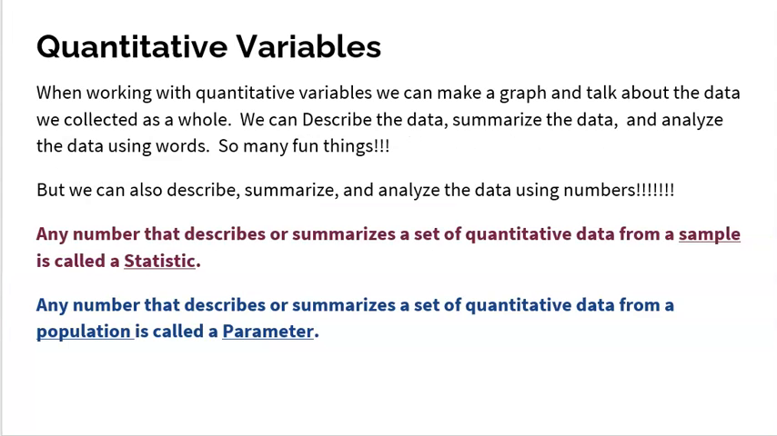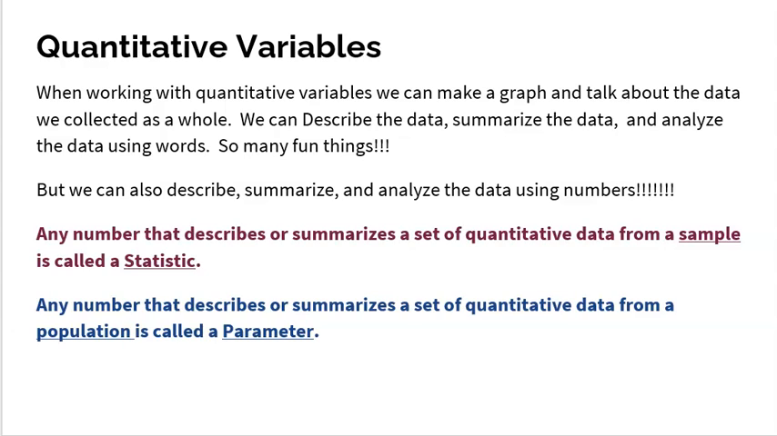So when working with quantitative variables, we can make a graph and talk about the data we collected as a whole. We learn to talk about the shape, the center, the spread, possible outliers. So we can describe the data, we could summarize the data, we can analyze the data using words. So many fun things. But we could also describe, summarize, and analyze the data using numbers.